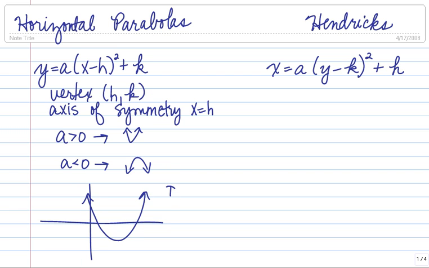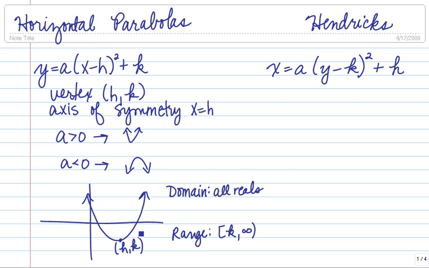Recall also that the domain is all real numbers. And the range depends on the direction that it opens, but let's just say for this particular case that it opens upward, then the range would be from k to infinity. If it opens down, it would be from negative infinity up to k, because remember that vertex is the highest or lowest point on the parabola. And this is also a function, right? It passes the vertical line test.